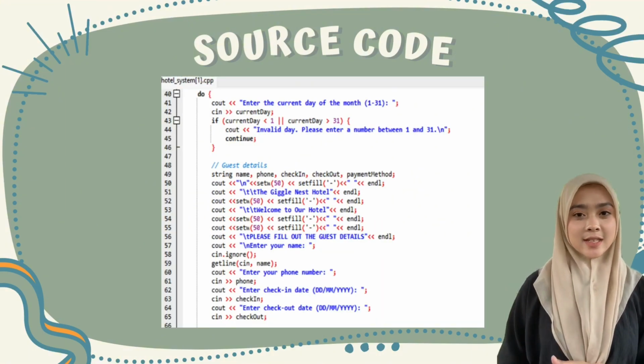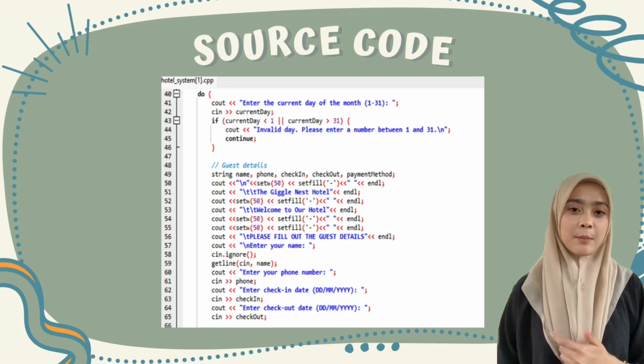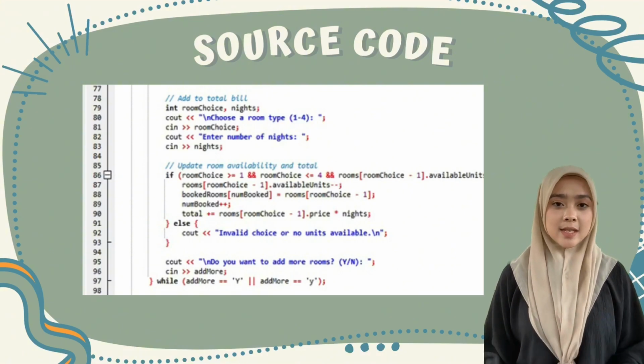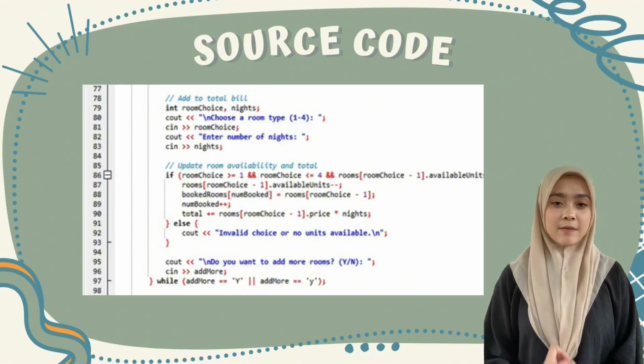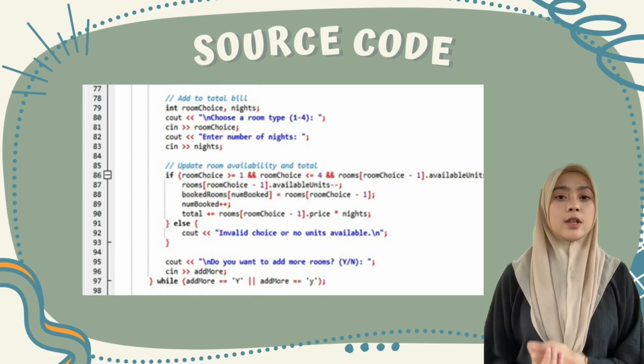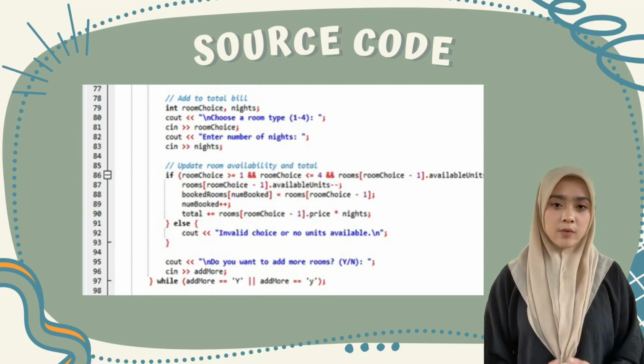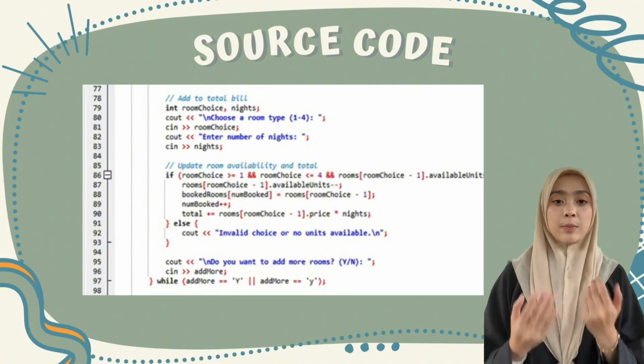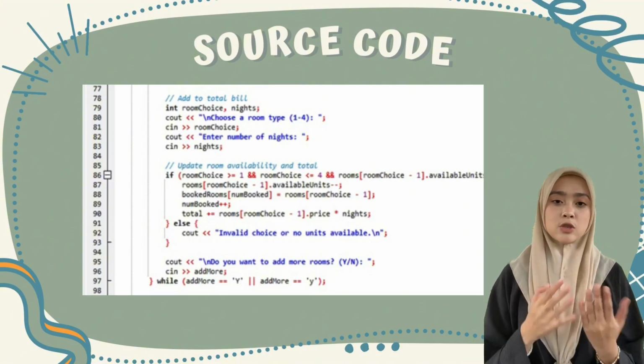This section collects guest details like name, phone number, and stay dates. This section allows guests to book rooms. The guest selects a room type and specifies the number of nights. The program updates room availability and calculates the total bill. If the room is unavailable, an error message is shown.